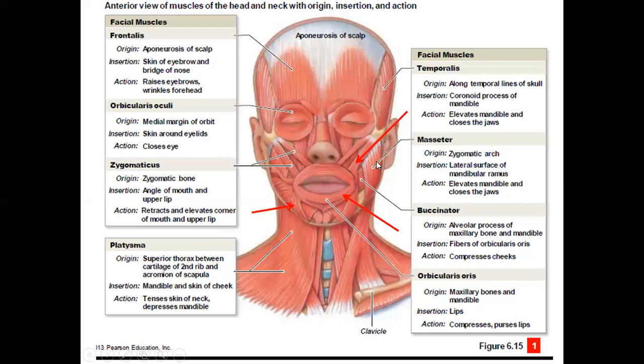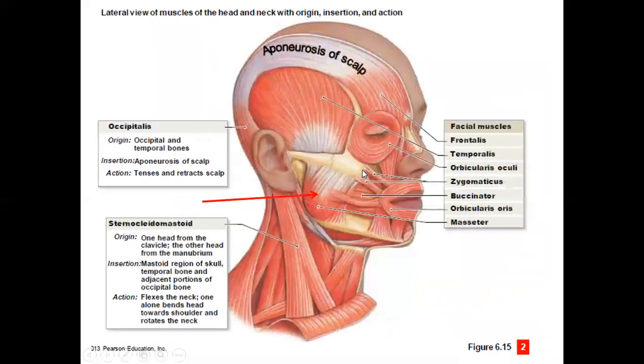The last muscle on here is the masseter. This masseter muscle, you can see a little bit better on the next slide. Here, so origin is the zygomatic bone, and the insertion is down here in the mandible. So when the mandible moves towards the origin, what do you think is going to happen here? You're going to chew, right?